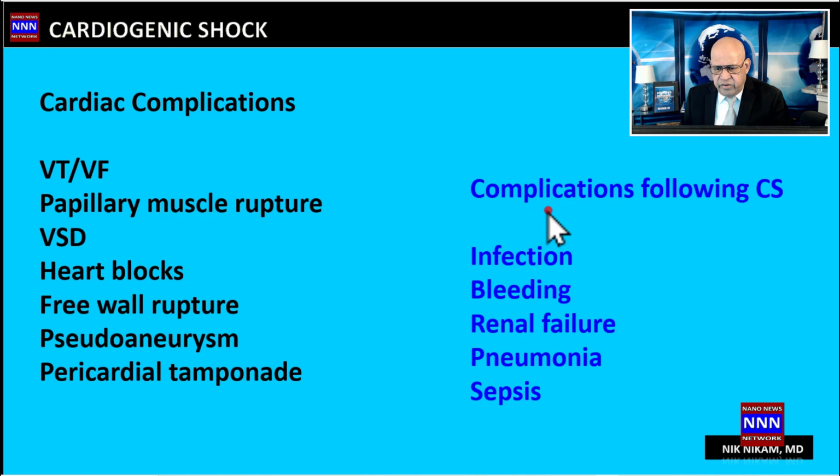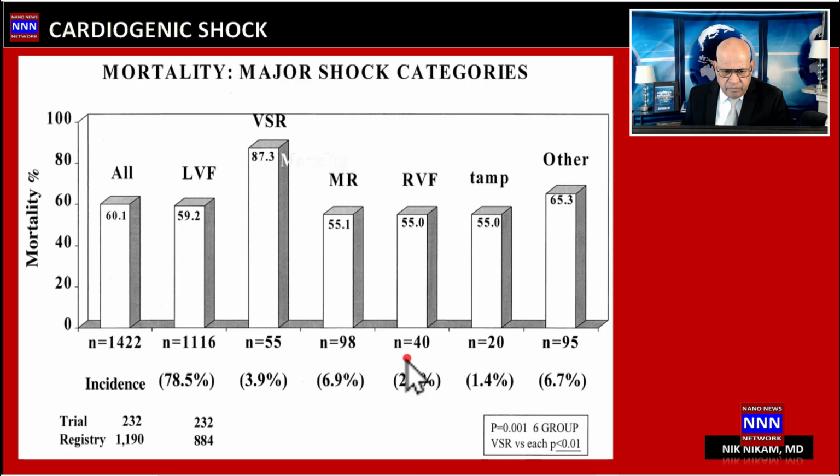Non-cardiac complications, they all just go. It's part and parcel of managing patients with cardiogenic shock. Infection, bleeding, renal failure, pneumonia, sepsis. These things you just have to watch and try to avoid them, but when you see them, you have to treat them. Okay, here are some major cardiovascular complications and their mortality.